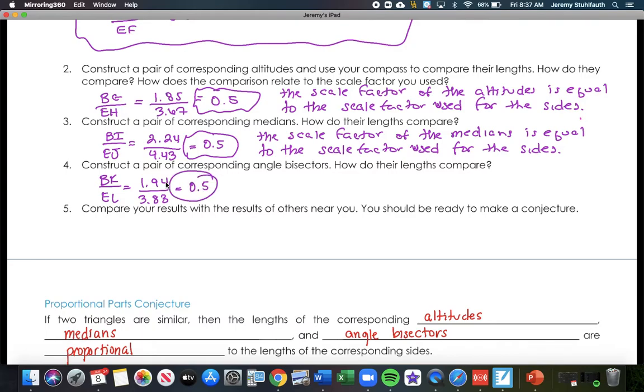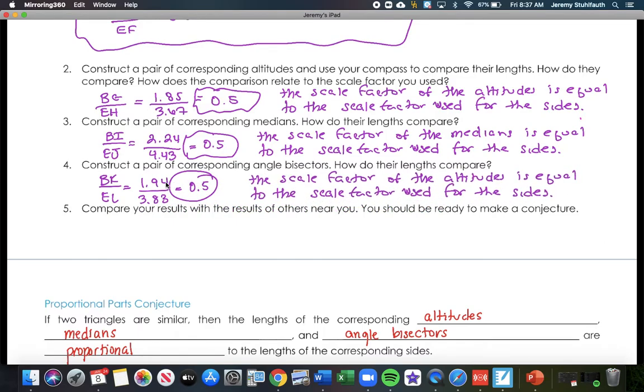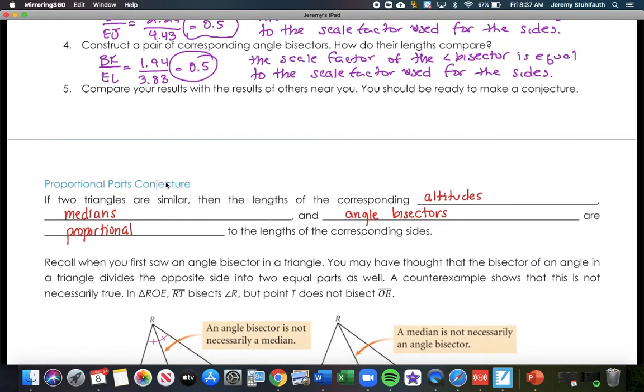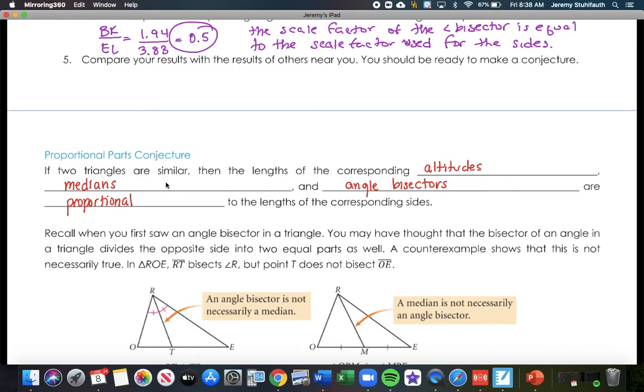All right. And so, again, what we have is the scale factor, in this case of the angle bisectors, is equal to the scale factor used for the sides. So we should be able to make a conjecture now. And that conjecture is that if two triangles are similar, then the lengths of the corresponding altitudes, medians, and angle bisectors are proportional to the lengths of the corresponding sides.